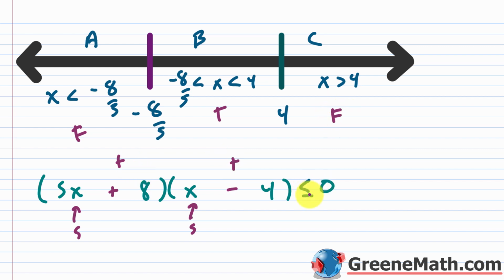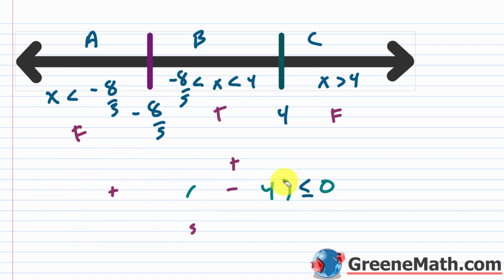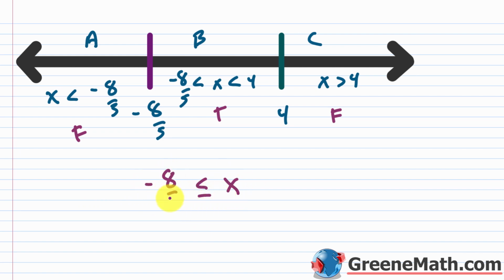So this is a non-strict inequality, so the critical values will be part of our solution set. So let's go ahead and say that we have x is greater than or equal to negative 8/5, and it's less than or equal to positive 4. In interval notation, again, you put brackets here, so you have negative 8/5 there, comma, and then you can have 4 there, and just use a bracket with each because they're both going to be included.